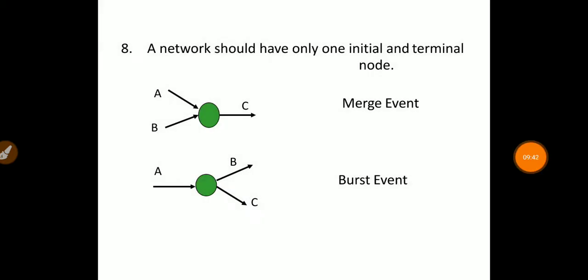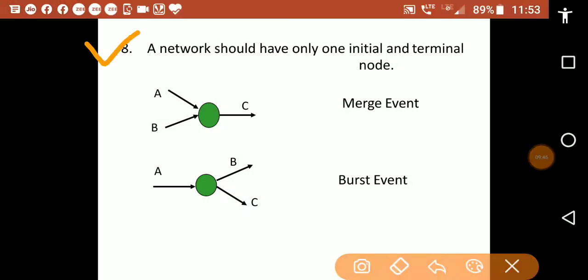So students, the next rule is, the network should have only one initial and one terminal node. This is for a merge event and this is for a burst event.